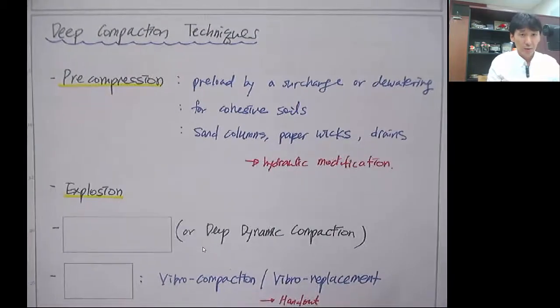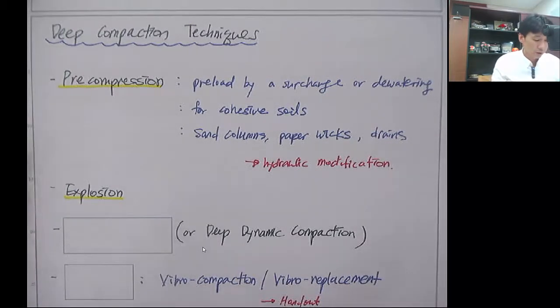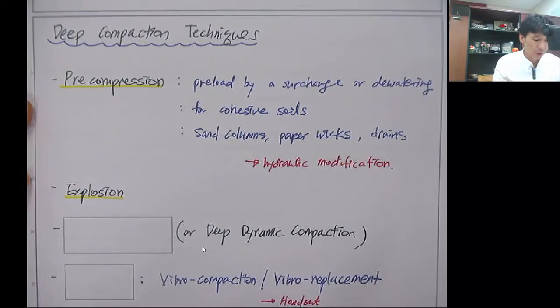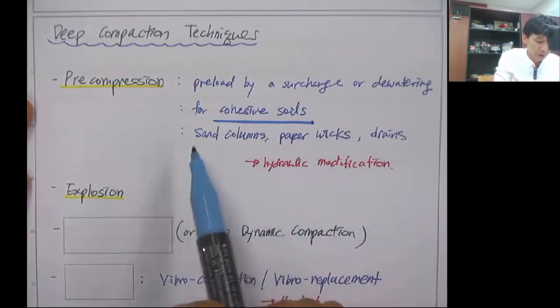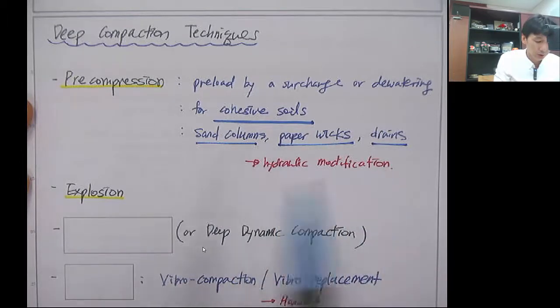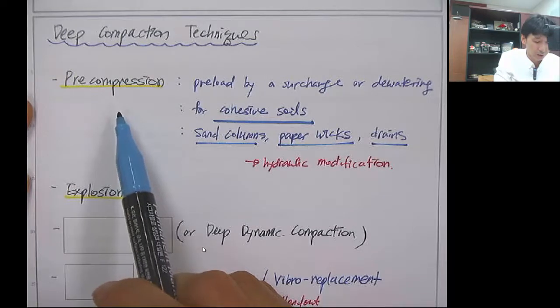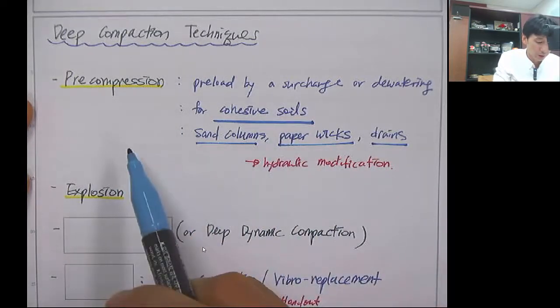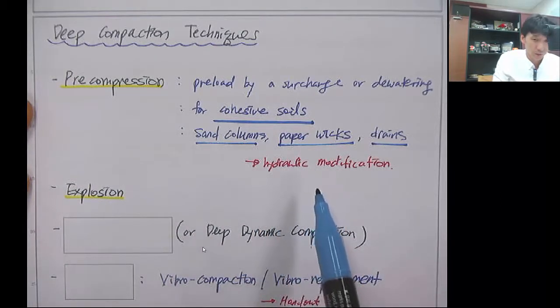So there are several types of the decompaction techniques. One of them is the pre-consolidation. This is normally used for the fine-grained soil. And to speed up the pre-consolidation rate, people also can install some vertical drains and stone columns or sand columns and paper wick. And pre-compression is classified as a hydraulic modification. So we're going to talk about this technique in details in the part on hydraulic modification.